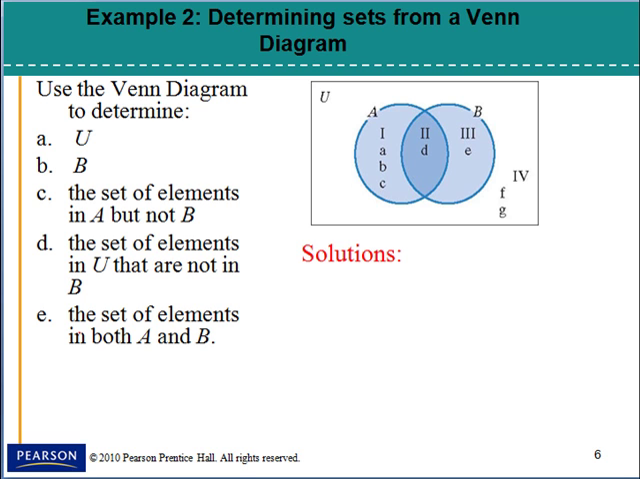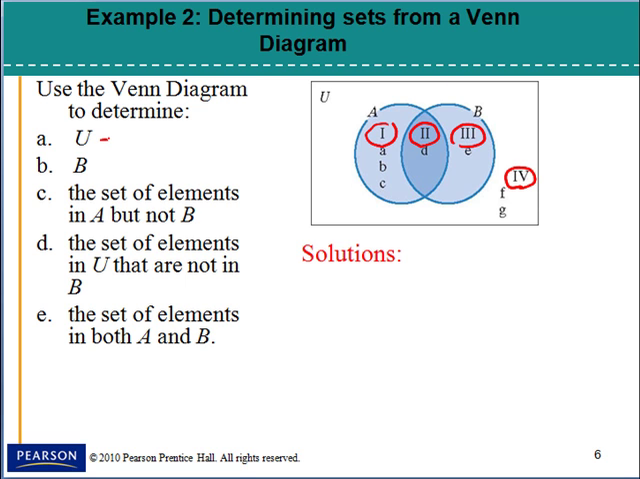Let's look at this example. We have the universal set, and here we have sets A and B that overlap each other. Now we name each region: region 1, region 2, region 3, and region 4. Regions 1 and 2 belong to set A, and regions 2 and 3 belong to set B, and outside we have region 4.